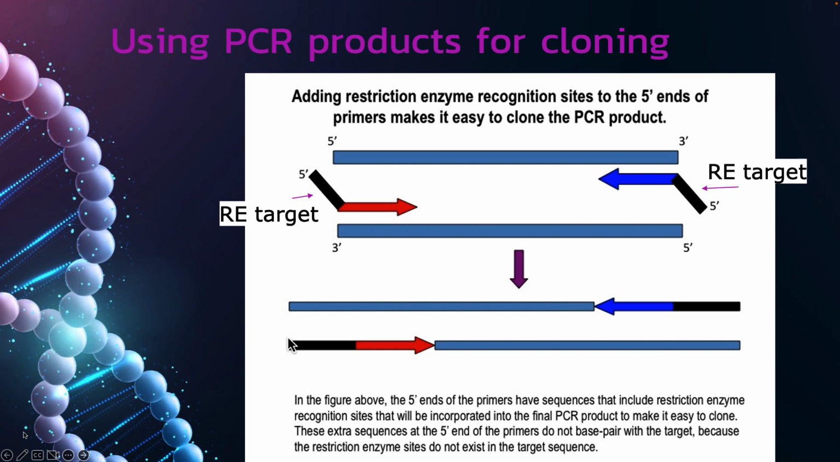And as this piece gets amplified and amplified and amplified, you start to generate PCR fragments or PCR products that have the desired restriction enzyme recognition site incorporated. And that's really cool because it then allows you to go ahead and cut that fragment with the same restriction enzymes that you would use to cut your vector so that you can do your cloning. So again, the final product will have those recognition sites that you want.